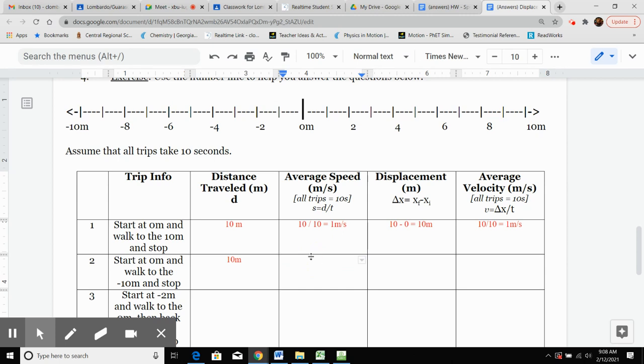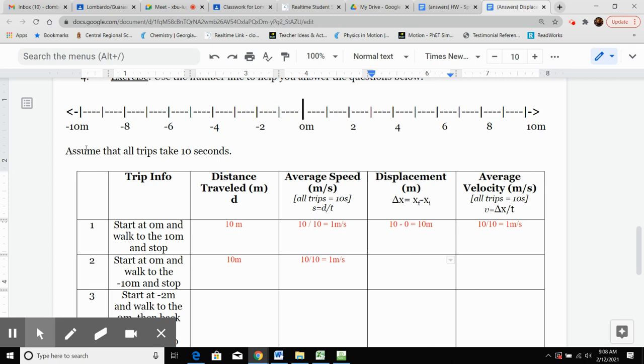So distance does not, that's a good question. Distance doesn't care about direction, so you can't ever have a negative distance. So we have this full 10 meters. Again, distance divided by time is going to give us an average speed of 1 meter per second.